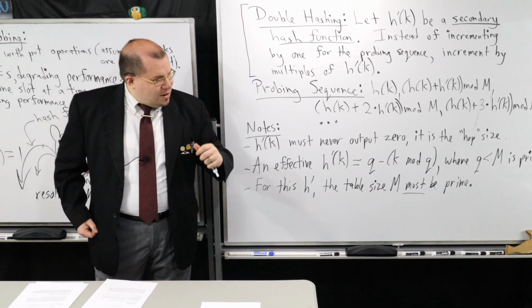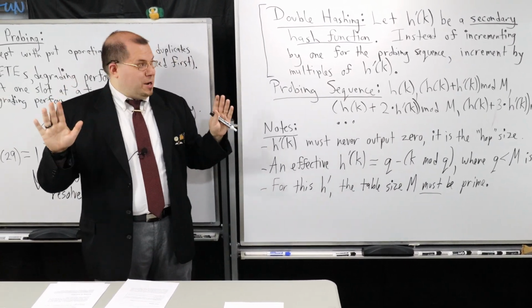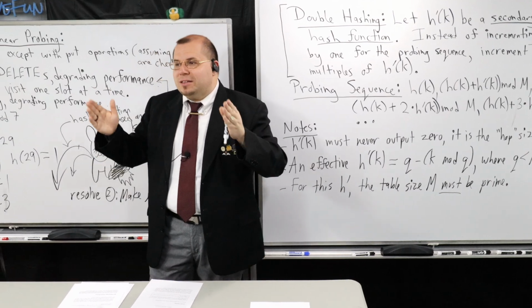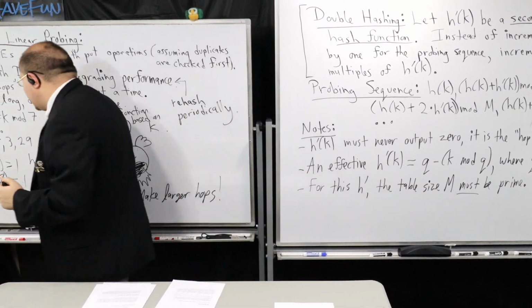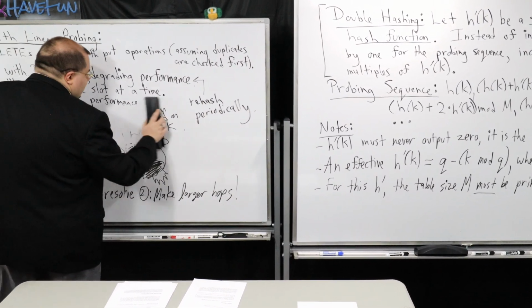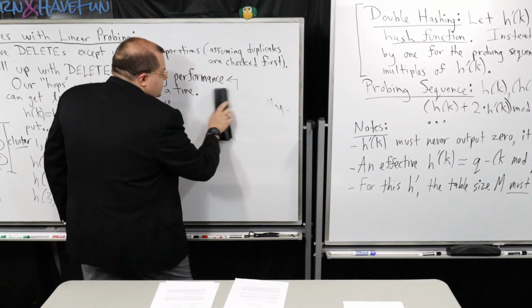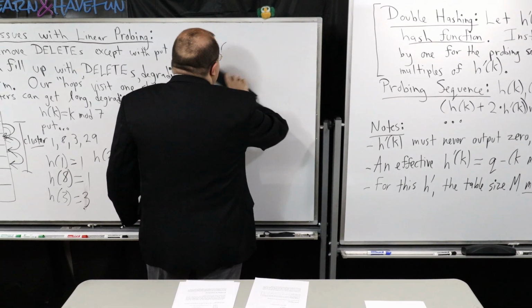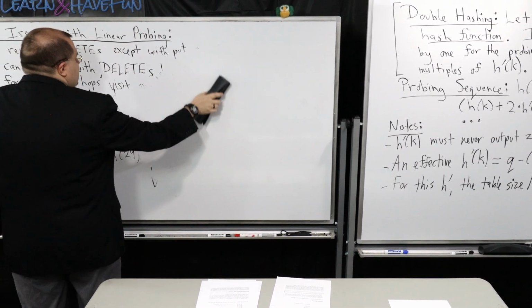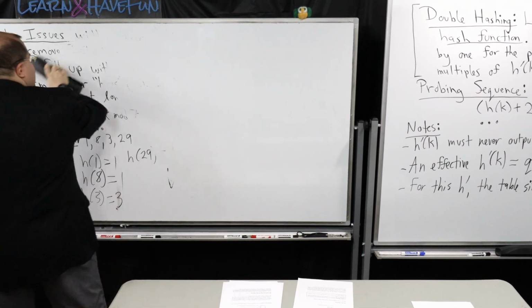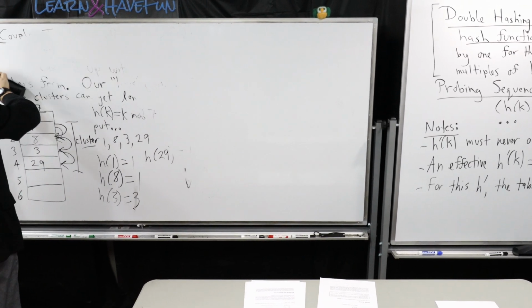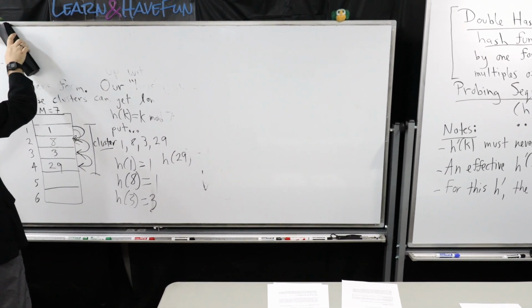So let's talk about this. First, is this clear, everybody? All we're doing is changing the size of the hops. And we're going to use this secondary hash function to dictate the sizes of the hops. So I thought we would do an example, just so we could see how much of a difference it might make.